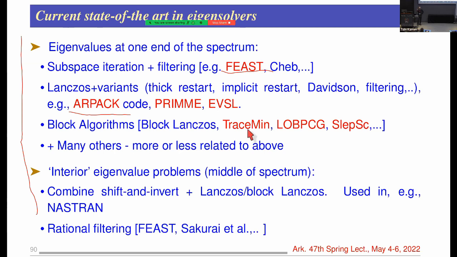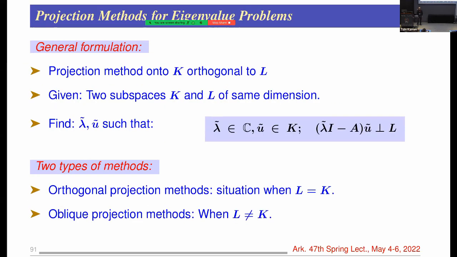The ones listed here focus on computing eigenvalues on one end of the spectrum. Okay, so it's left or right. There's also interest in computing eigenvalues well inside the spectrum. So we call this an interior eigenvalue problem. So this is shift and invert and so on. So let's talk about projection methods for eigenvalue problems.